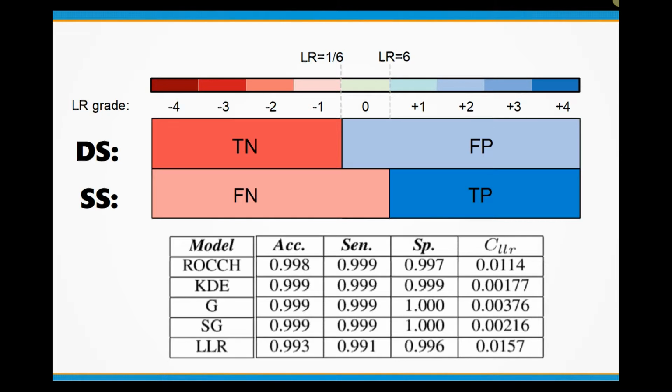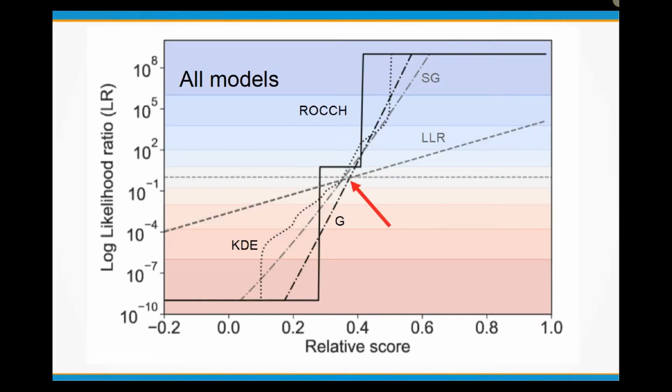Finally, here are the finished models that we came up with. We have the ROC convex hull, the skewed Gaussian to the right, the linear logistic regression model, which is the flattest straight curve. We have the KDE, and we have a Gaussian. And what is interesting for this graph is to notice that several of the models actually cross the LR equals 1 threshold very, very close to each other, and that they all also are monotonically increasing.